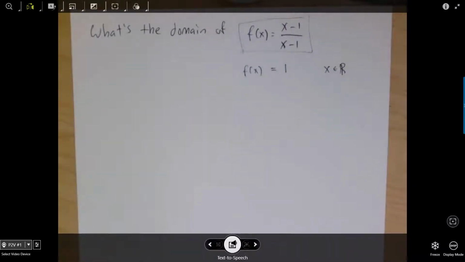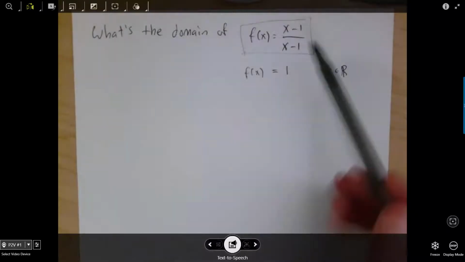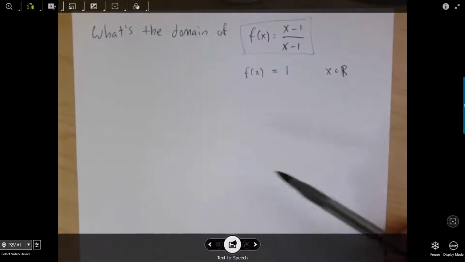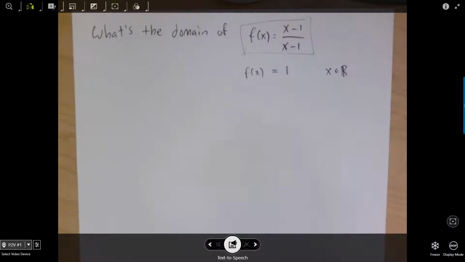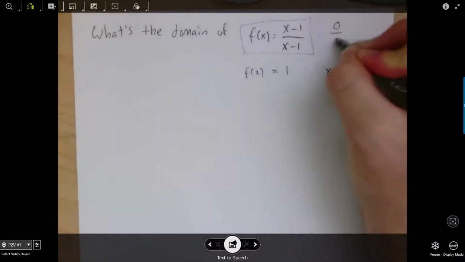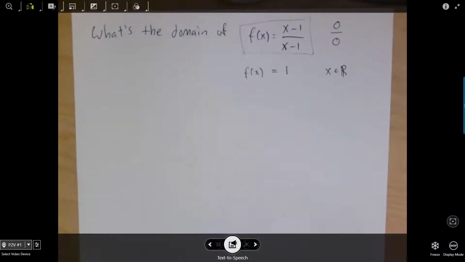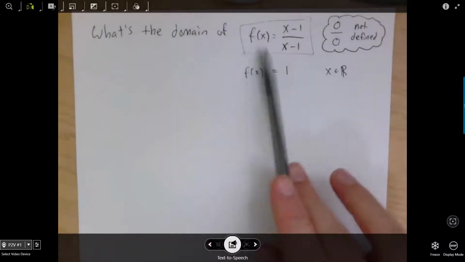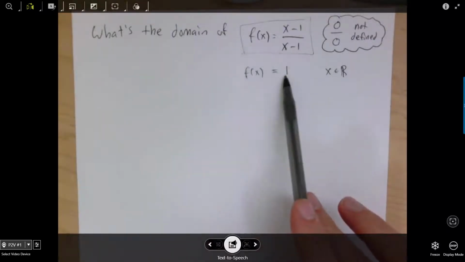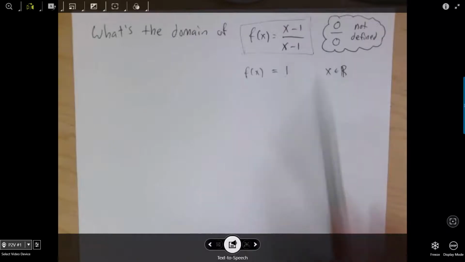And the answer is no. It is true that anything divided by itself is 1, unless that thing is 0. 0 divided by 0 is what's called an indeterminate form. It means that the number isn't defined. And that's just another way of saying that f of x equals 1 for all real values except 1, and it's not defined for 1.